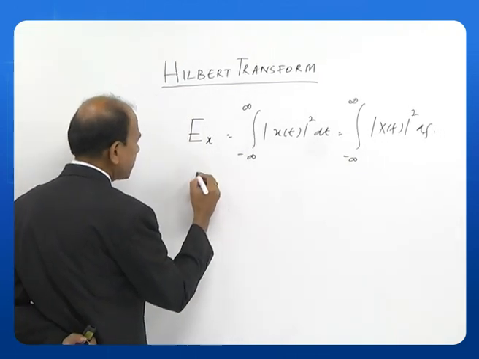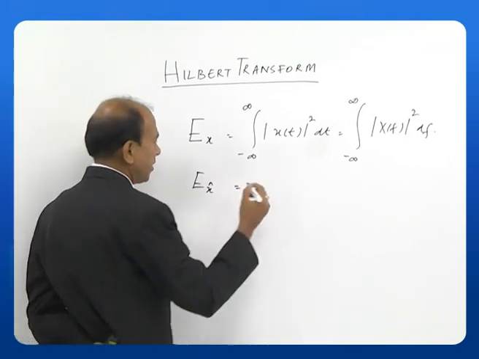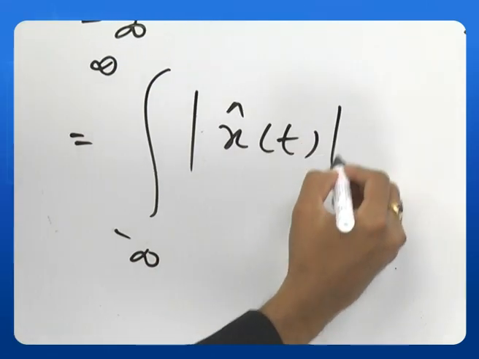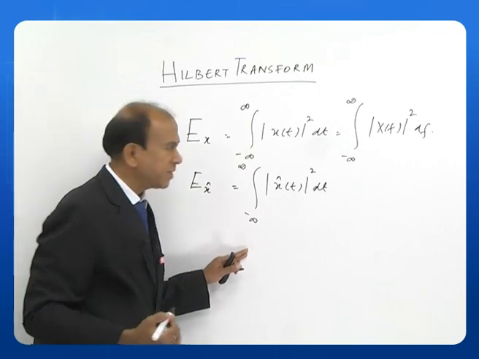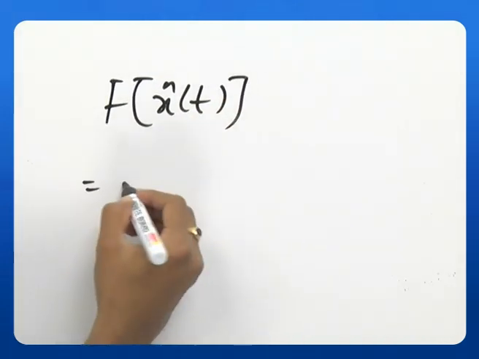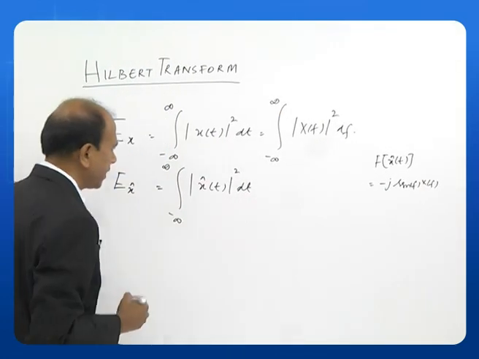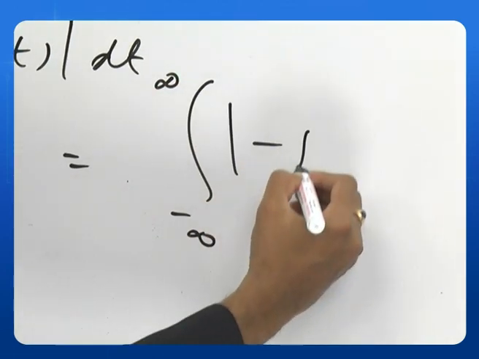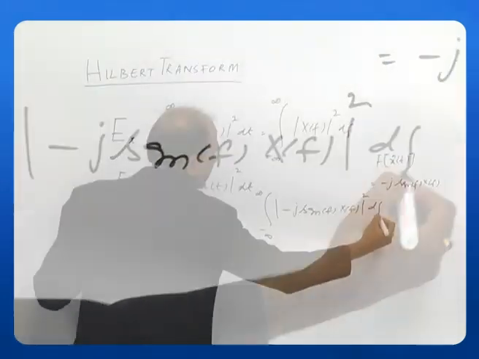Now I want to know what is the energy of a signal which is the Hilbert transform. So I apply a Hilbert transform, what should it be? So then it will be like this: the integral from minus infinity to plus infinity of mod of x cap of t whole square dt. Now what is x cap of t in terms of frequency? We have seen earlier that the Fourier transform of x cap of t is equal to minus j signum of f X of f, isn't it? So we put it here. So that will be equal to the integral from minus infinity to plus infinity of minus j signum of f X of f, df.